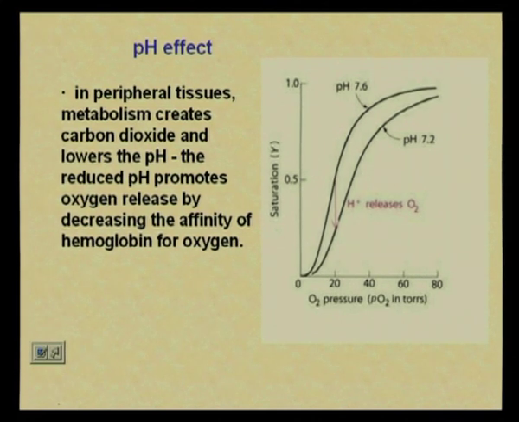Okay? So, in the tissues, you are going to have the metabolism that is going to create carbon dioxide and lower the pH. Reduced pH is going to promote oxygen release, because the affinity for the oxygen of hemoglobin is less, the saturation is less at a lower pH. If the saturation is less at a lower pH, it means oxygen is going to be lost, and that is exactly what you wanted to do. You wanted to supply the oxygen at the tissue level so that you can have the oxygen released. Okay? So, this is exactly what happens.